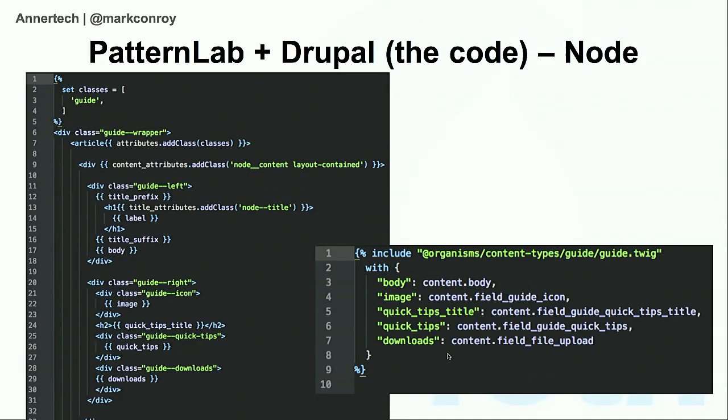And then if we were to do this with a node, it's pretty much the same again. We pop out pretty much the HTML we're going to be expecting to get back from Drupal, and then we tell the node template, so node--teaser.html.twig, that you'll find the code for this up in the organisms content type guide.twig file, and then swap what we call the body in that field for content.body, swap image for content.field image. And again, that renders back the HTML that we've already been expecting from Pattern Lab.